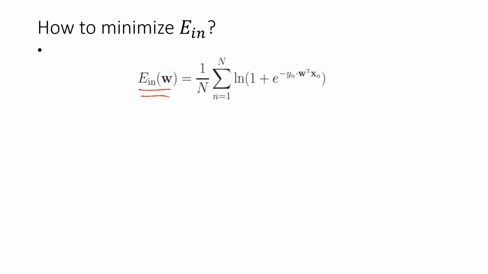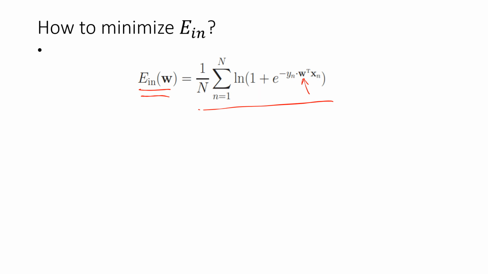Well, it does, because it's mathematically convenient and we can do a lot of things with it, as we'll see going forward. The other thing is how to find the W's, so basically how to find these weights that will minimize my E_in, right?